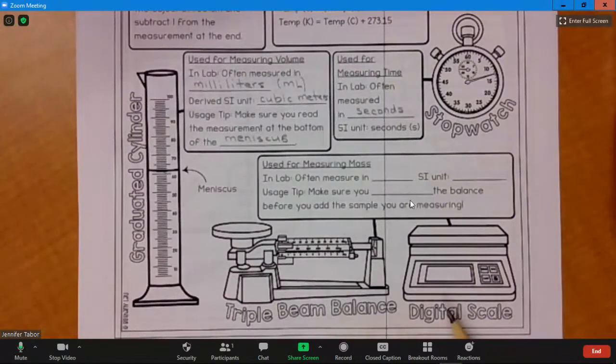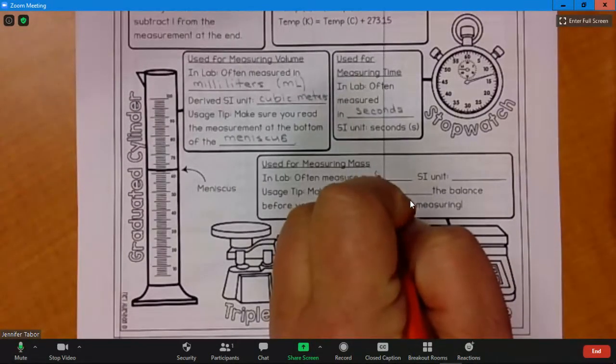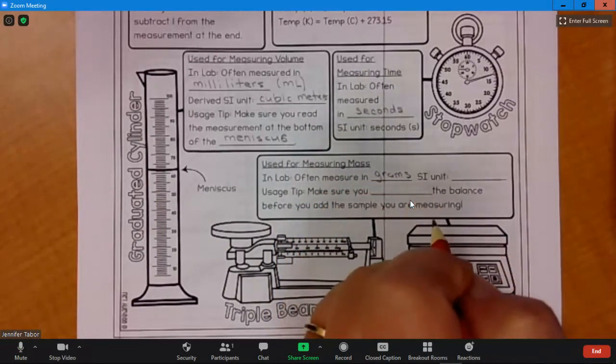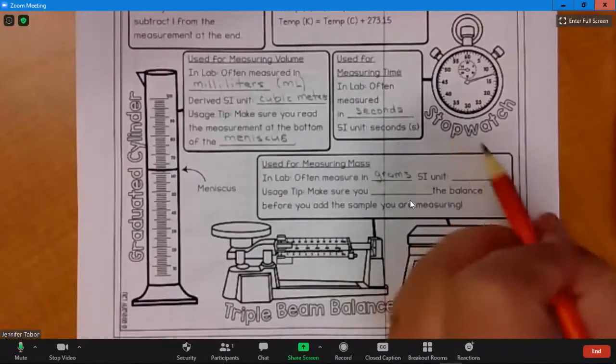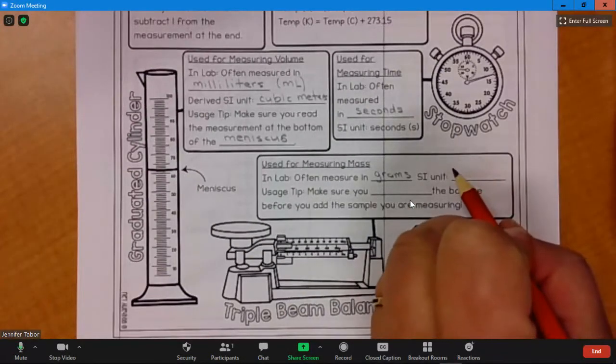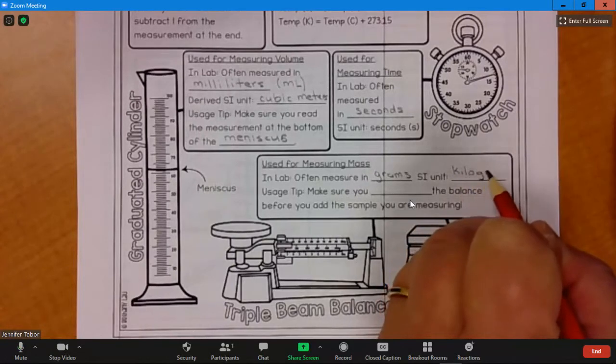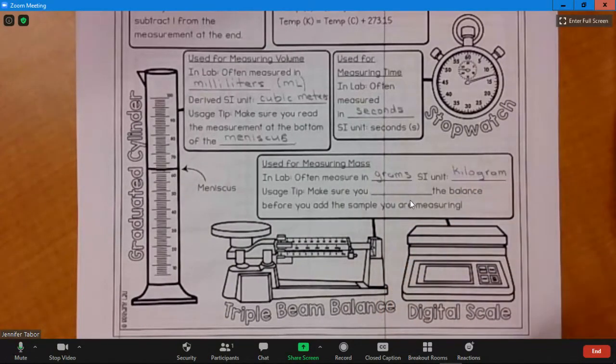Here we have a couple of scales. We will always be using digital scales. We won't be worrying with these triple beam balances, but we do have some in the lab, but we'll always be using a digital scale. So we will also always be measuring in grams. The actual International System unit of mass is a kilogram, though, which is 1,000 grams, just FYI.